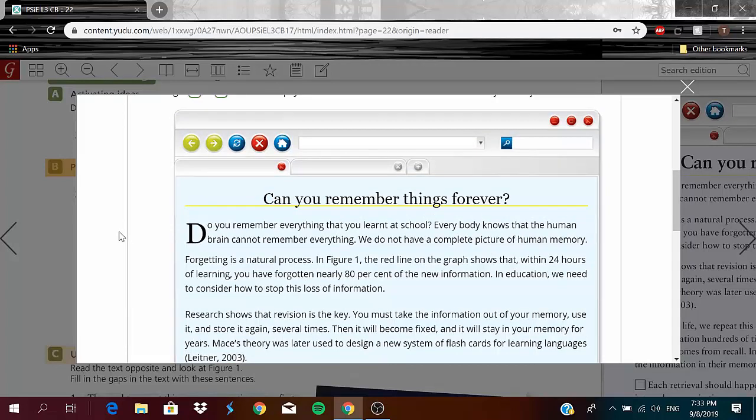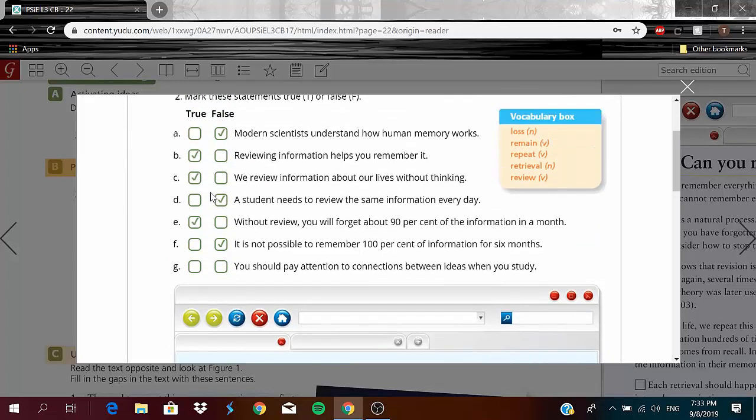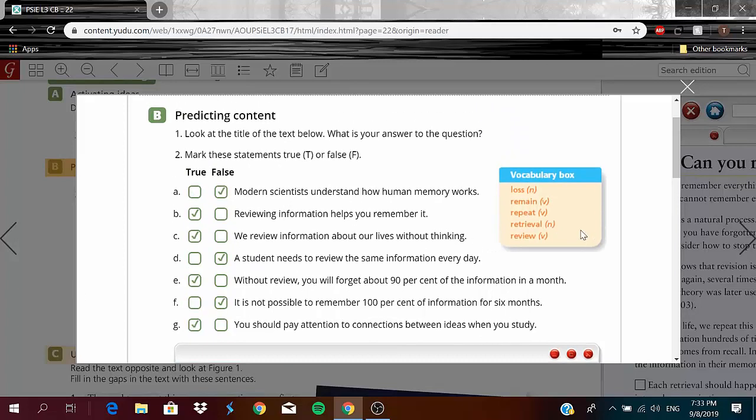100% of the information can be remembered for 6 months. Hence why I said this was false. And then we have G. You should pay attention to connections between ideas when you study, and this one's true. Why? Because we can retrieve groups of connected ideas more easily than single ideas. Okay? Now let's go to the vocab box.